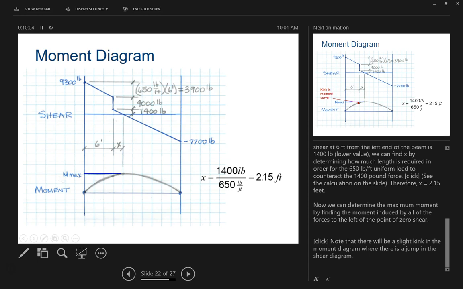That comes into play when we start looking at all sorts of beams. When we actually pick steel, we need to find the maximum moment for our steel.